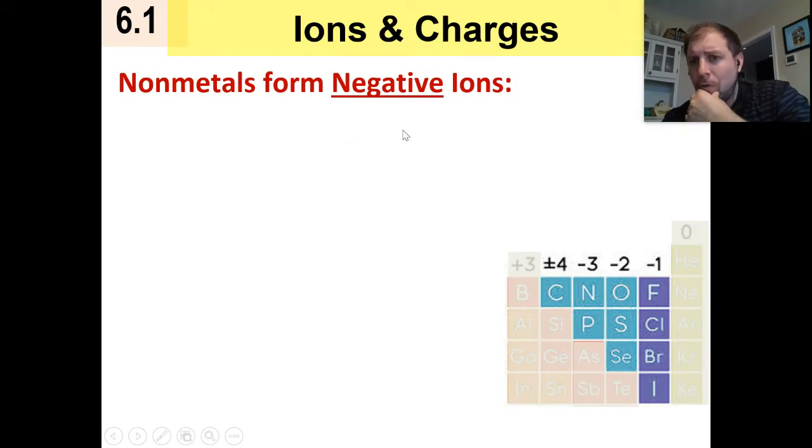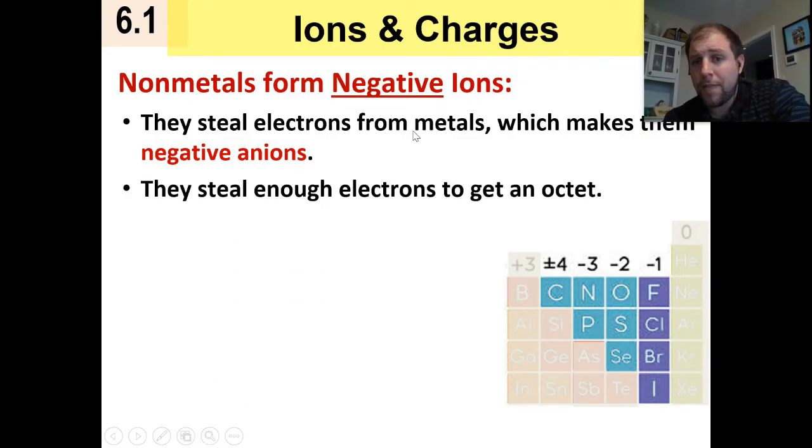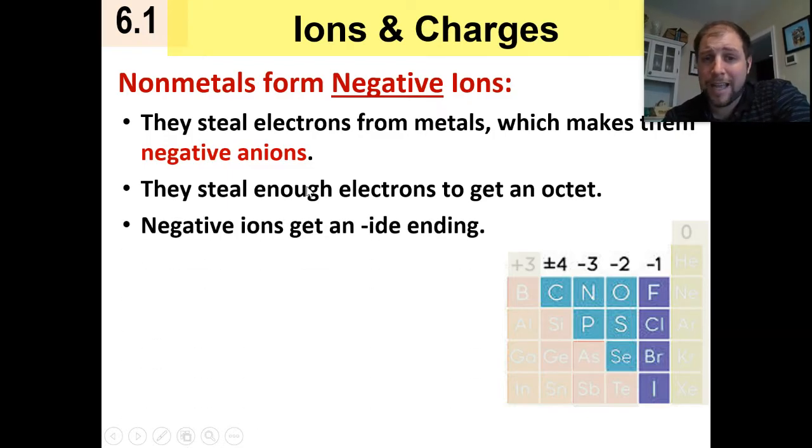Nonmetals form negative ions. They steal electrons from metals. This is what makes them negative. And they steal however many electrons they need to get an octet. And when they steal electrons, when they become ions, we no longer refer to them by their normal atom name or element name. We give them an "ide" ending.